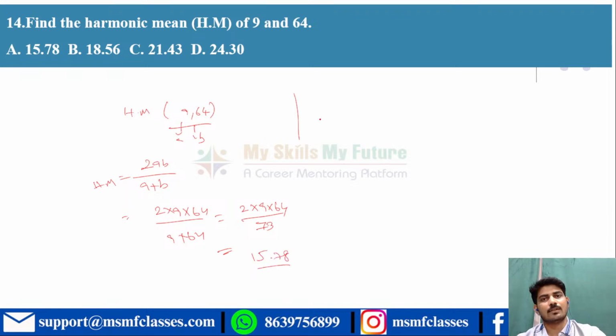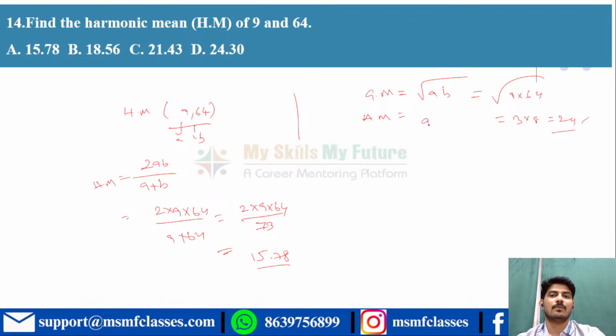Suppose in the next question he asks us to find the geometric mean or the arithmetic mean. For geometric mean, we need to take the square root of ab, so the geometric mean will be the square root of 9 into 64, that will be equal to 3 into 8, that is 24. And if the arithmetic mean was asked, it will be a plus b divided by 2. So that will be 9 plus 64 divided by 2, which is 73 divided by 2. You'll get approximately 36.5.